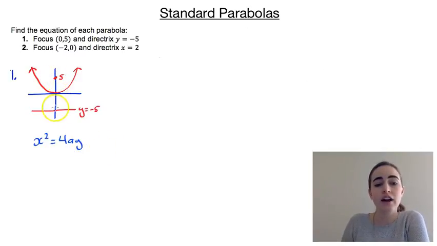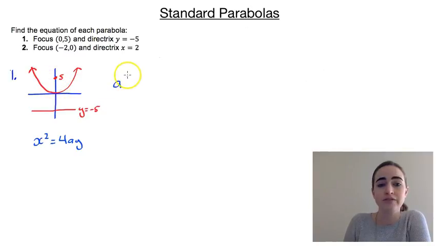Now using our diagram, we can figure out that our a is equal to 5 because we know that all these parabolas have a vertex at (0, 0). So that's 5 units there and 5 units down here. So we can substitute that in. We'd have x squared equals 4 times 5, so 20y.